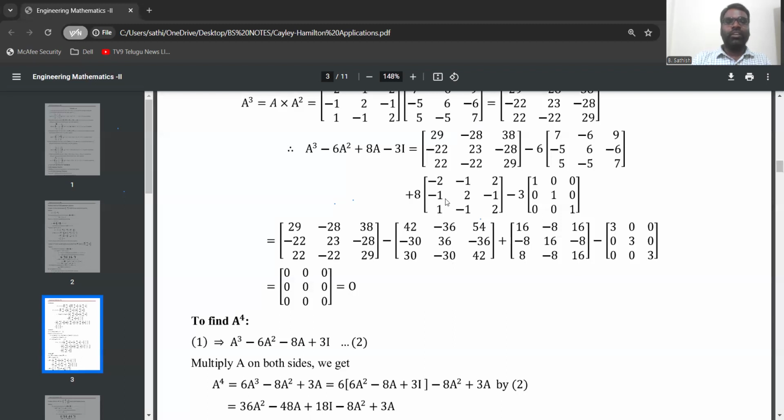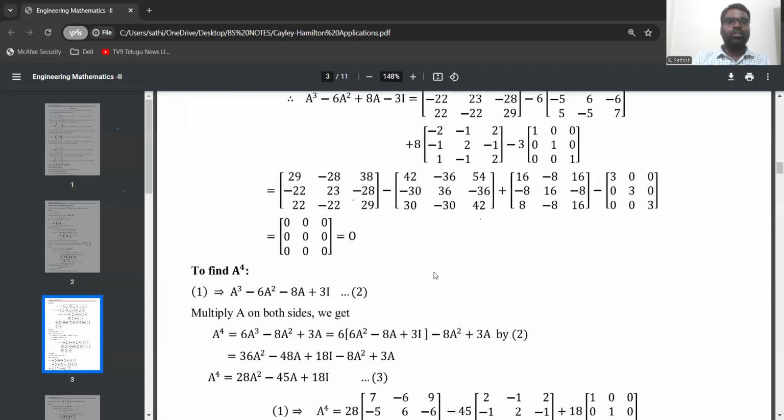Next, plus 8 into A, where each and every element is multiplied with 8. So therefore we get 8 into 2. Make a correction here, plus 2 only. So 16, 8 into minus 1 is minus 8, again 2 into 8 is 16. Second row minus 8, plus 16 and again minus 8. Third row 8, minus 8 and 16. Next, minus, multiplying each and every element with 3, we'll get 3, 0, 0 in the first row, 0, 3, 0 in the second row, 0, 0, 3 in the third row.